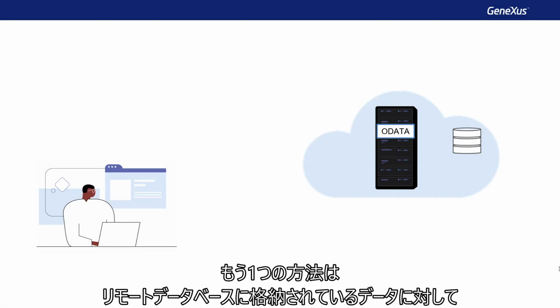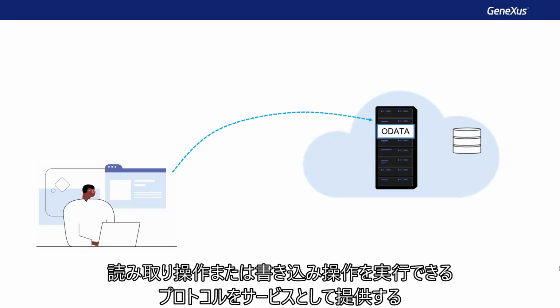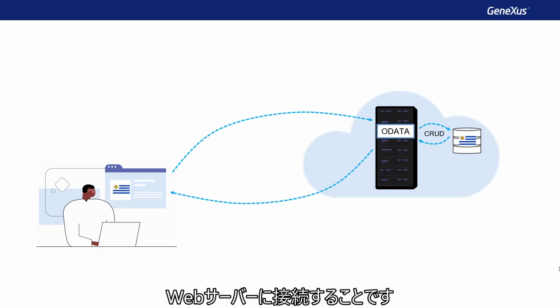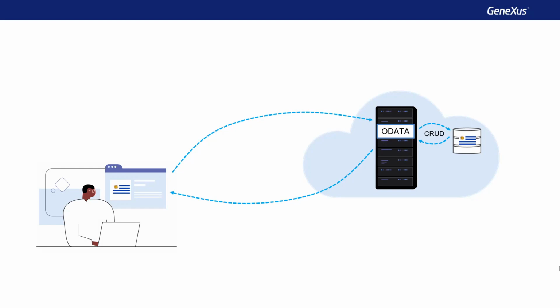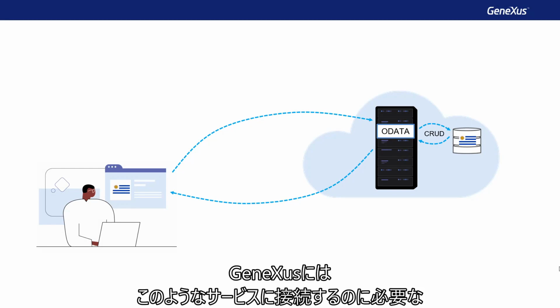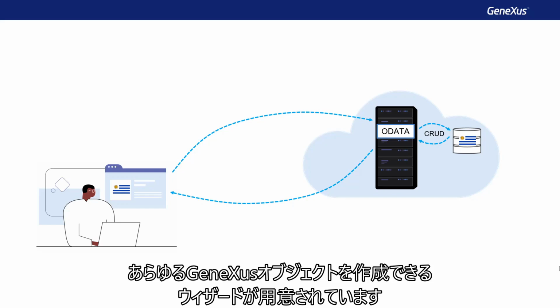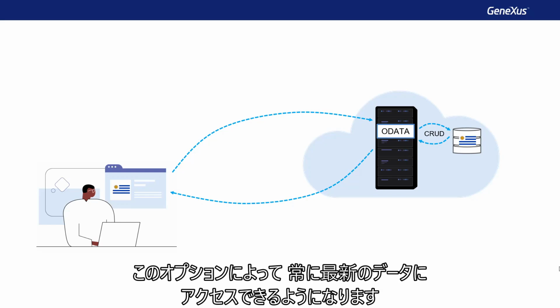Another possibility is to connect to web servers that provide services with protocols that allow us to perform read or even write operations on data stored in a remote database. GeneXus has a wizard that creates all the GeneXus objects necessary to connect to these services. And with this option, we will always be accessing updated data.